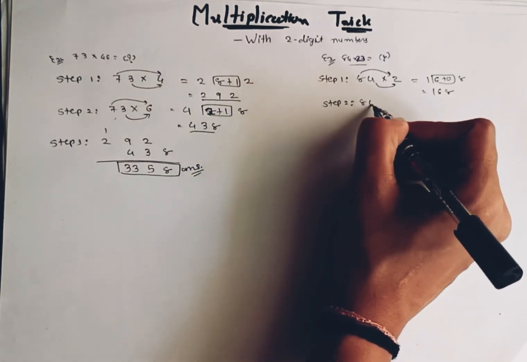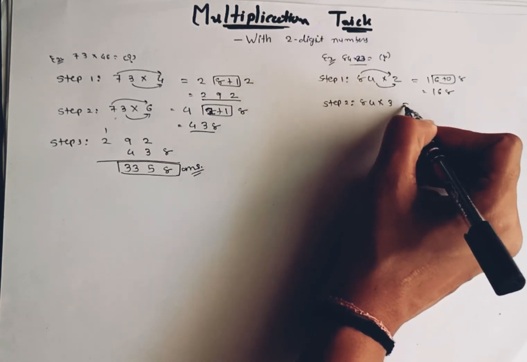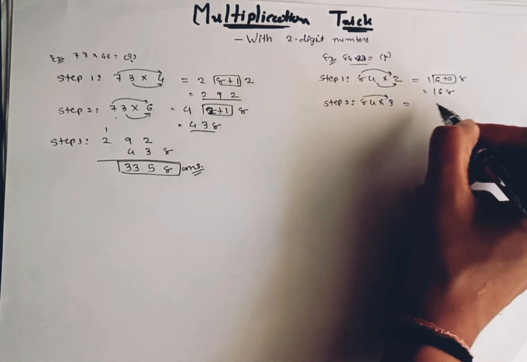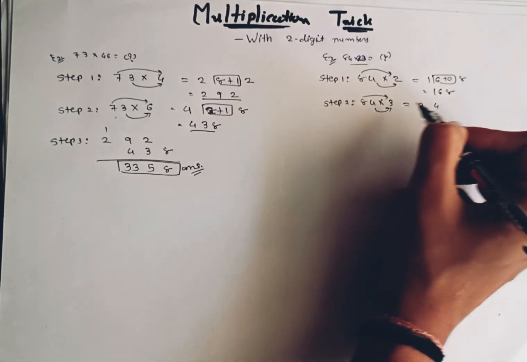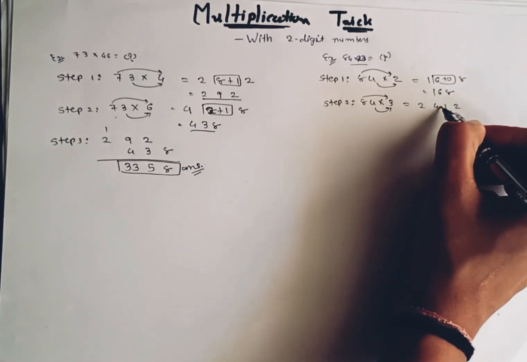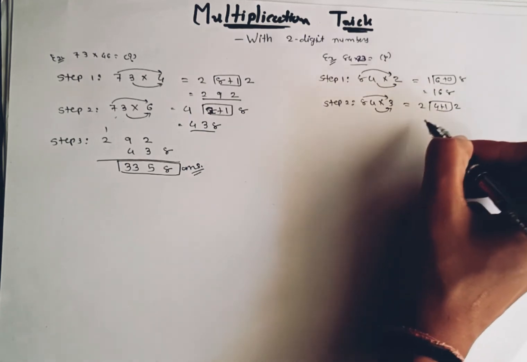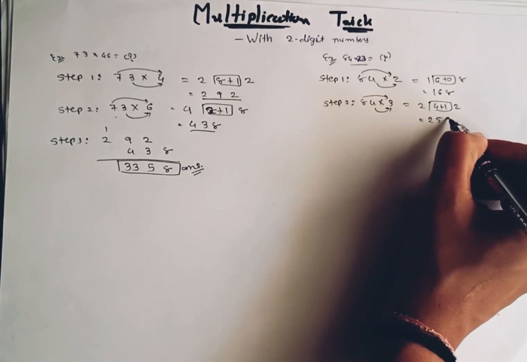84 cross 3. 8 cross 3 is equal to 24. 4 cross 3 is equal to 12. 4 plus 1 is equal to 5. 252.